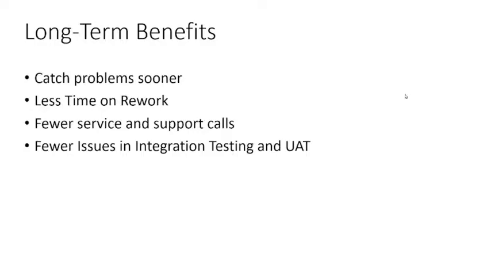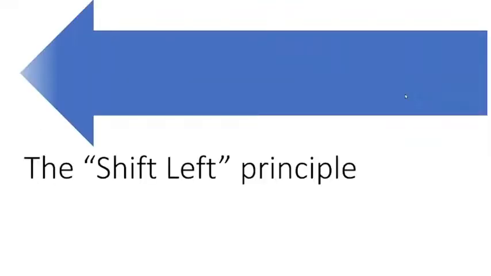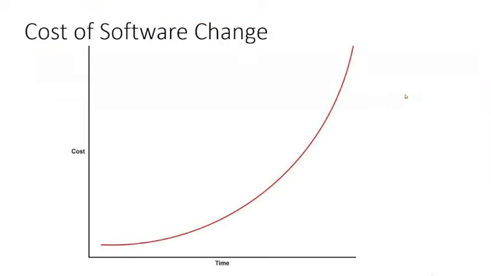Basically, the sooner you can catch things, the sooner you catch a problem, the better it is. This is known as the shift left principle. And what the shift left principle says is that the sooner we resolve a problem, the less expensive it is to correct that problem. In fact, it goes up exponentially as time goes on.